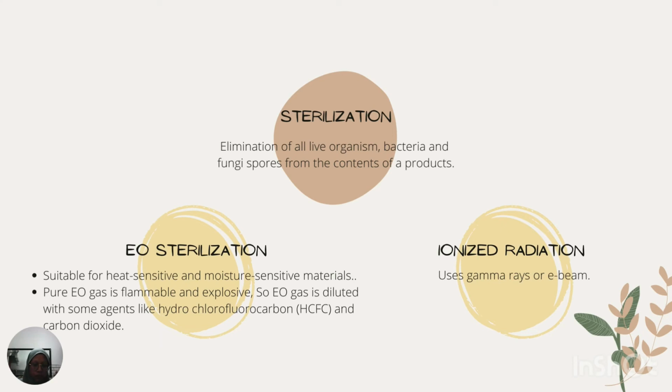There are two types of sterilization for the syringe. The first is the EO sterilization. EO is ethylene oxide. This is suitable for heat-sensitive and moisture-sensitive materials. And pure EO gas is flammable and explosive, so EO gas is reacted with some agents like hydrochlorofluorocarbon, HCFC, and carbon dioxide. And secondly is the ionized radiation, which uses gamma rays or E-beam.